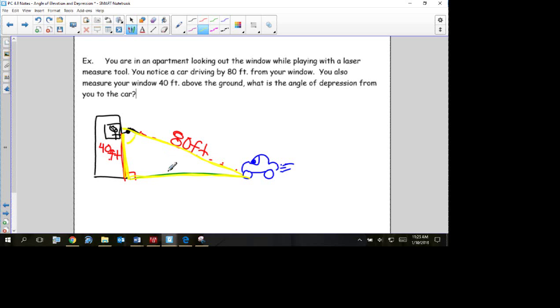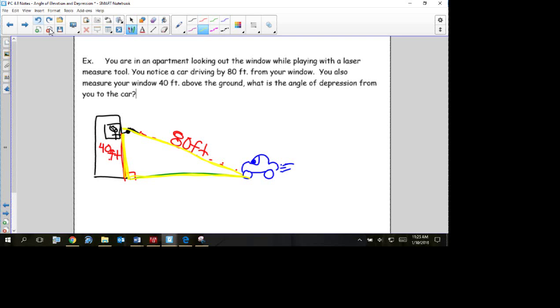Here? No. We are wrong. What is the angle of depression like? I just told you on the first page. How does it start? Horizontal. And then it has to depress.